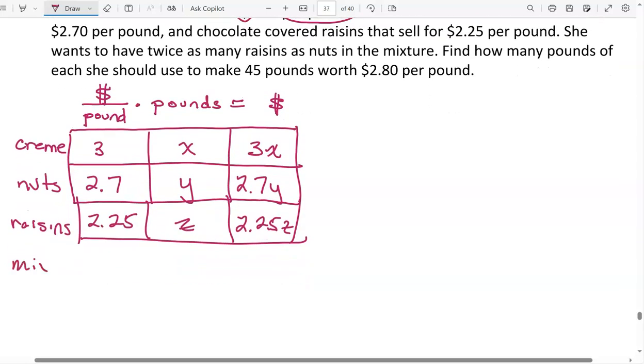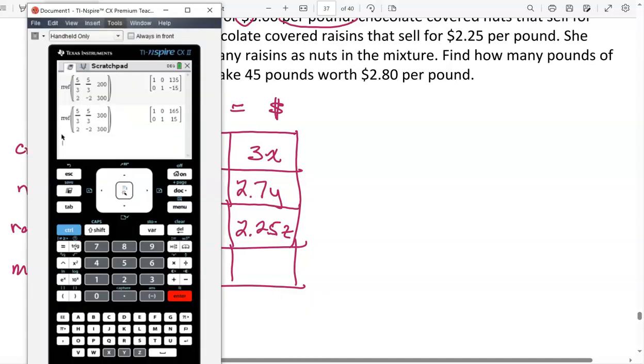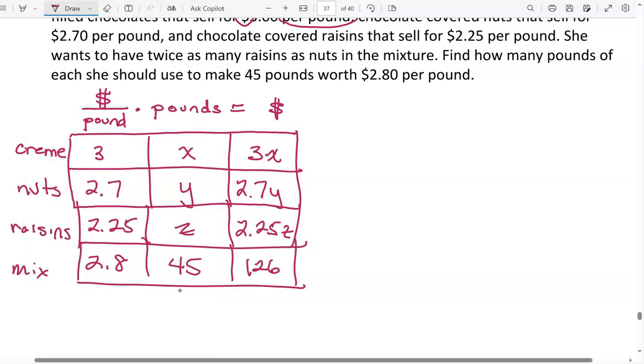And then we have the mixture here that we're trying to create. And our mixture, we're looking for it to be $2.80 a pound, so $2.8. And we're looking to make 45 pounds of it. So we can do a multiplication now. 2.8 times 45, and that is $126. So we want the whole thing to be worth $126.